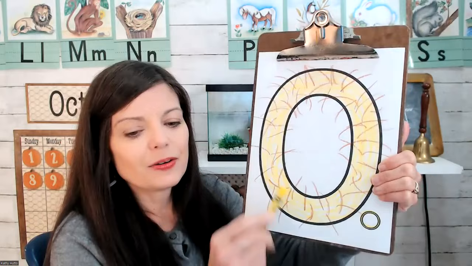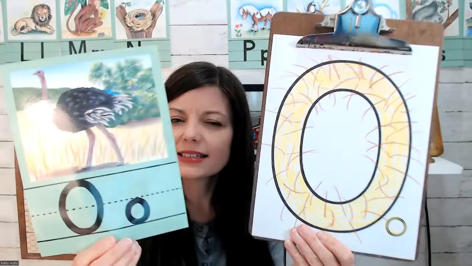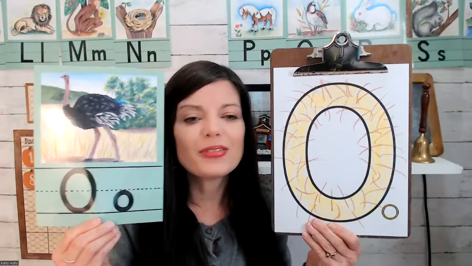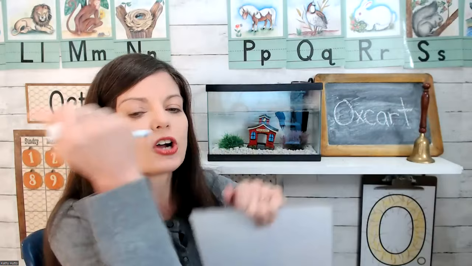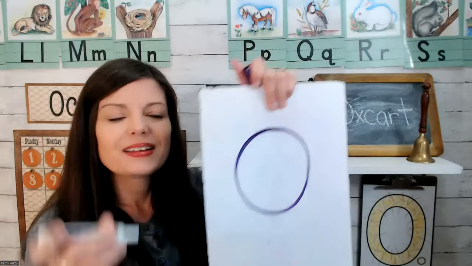And what letter is this? It's letter O. This is letter O for Oxcart. Well, next we're going to practice writing letter O. An O is like a circle. Just start at the top, go around and back. That's the big letter O.